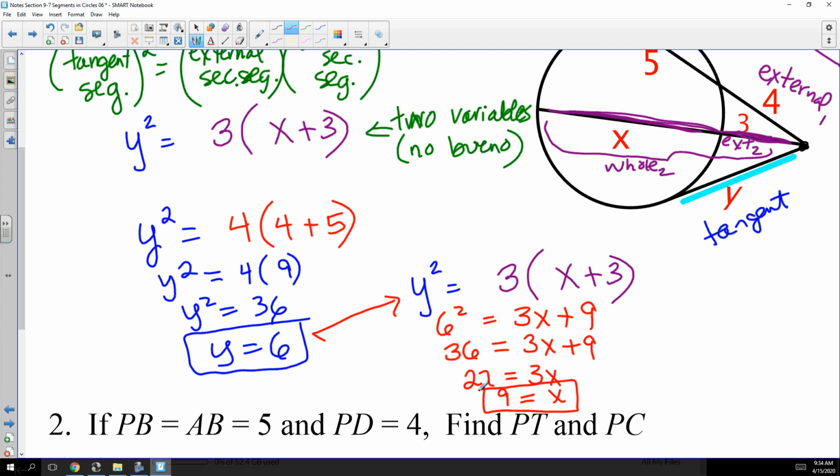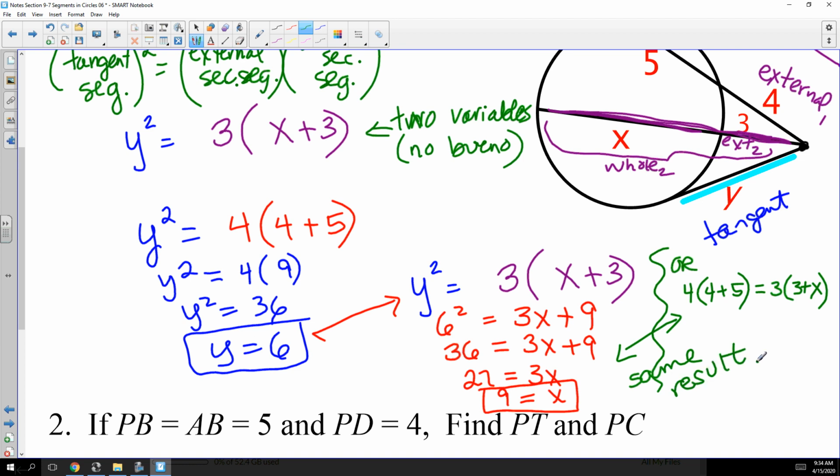Now, if you prefer to use the two secant segments, you definitely could have done that. So you could have set up something a little bit different, right, to find the value of x. And it's not necessary, but you could have said 4 times 4 plus 5 is equal to 3 times 3 plus x, and that should still give you the exact same answer, right? This is going to give you the same result.